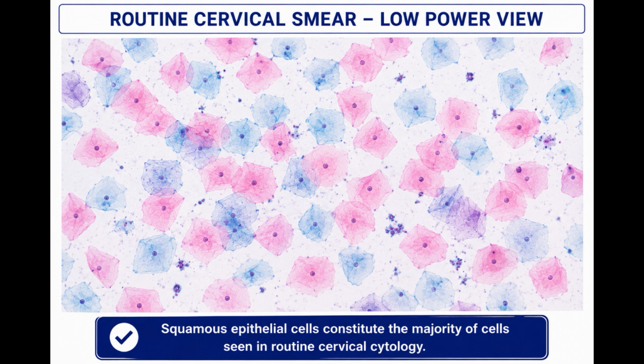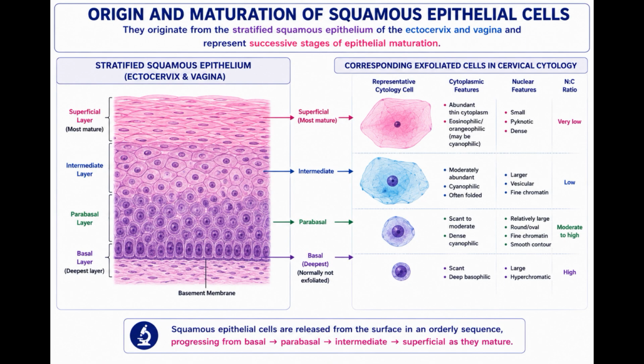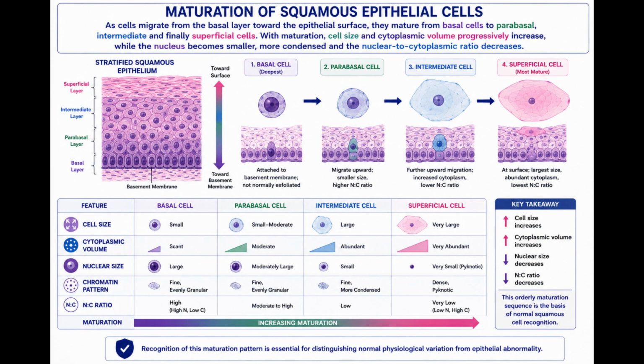Squamous epithelial cells constitute the majority of cells seen in routine cervical cytology. They originate from the stratified squamous epithelium of the ectocervix and vagina and represent successive stages of epithelial maturation. As cells migrate from the basal layer toward the epithelial surface, they mature from basal cells to parabasal, intermediate, and finally superficial cells. With maturation, cell size and cytoplasmic volume progressively increase, while the nucleus becomes smaller, more condensed, and the nuclear to cytoplasmic ratio decreases.